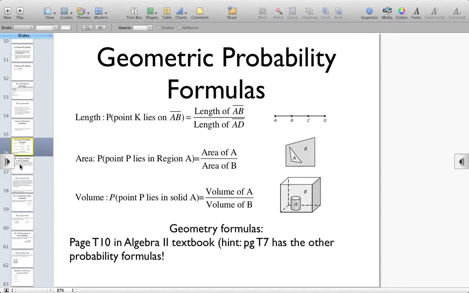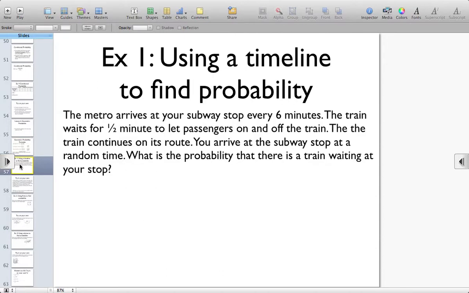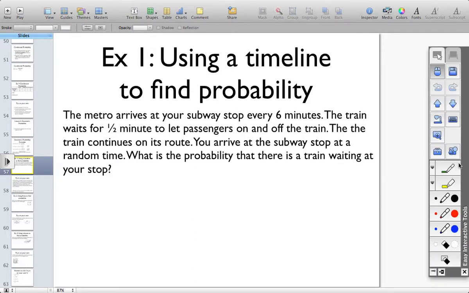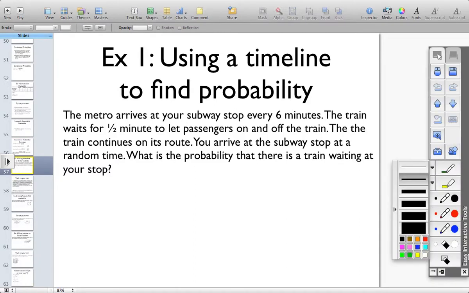Let's take a look at our first example. Using a timeline, so using the length idea to help us find the probability of a certain event. The metro arrives at your subway stop every 6 minutes. The train waits for half a minute to let passengers on and off the train. Then the train continues on its route. You arrive at the subway stop at a random time. What's the probability that there is a train waiting for you at your stop?